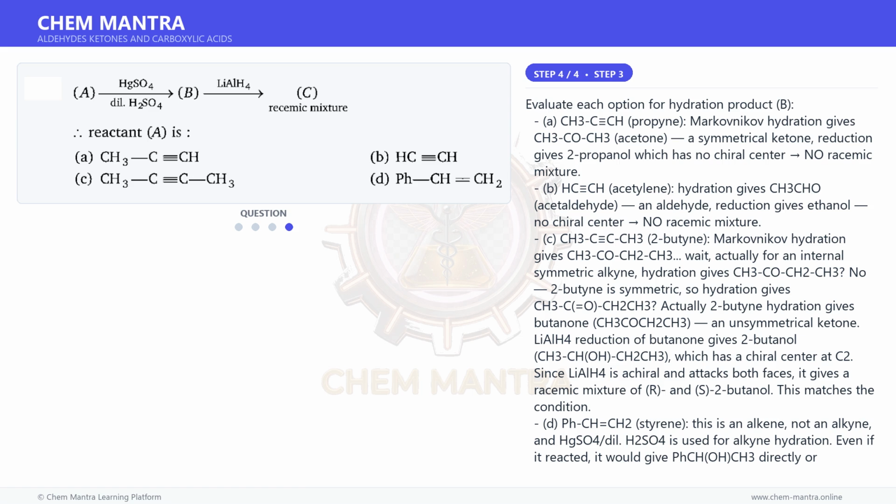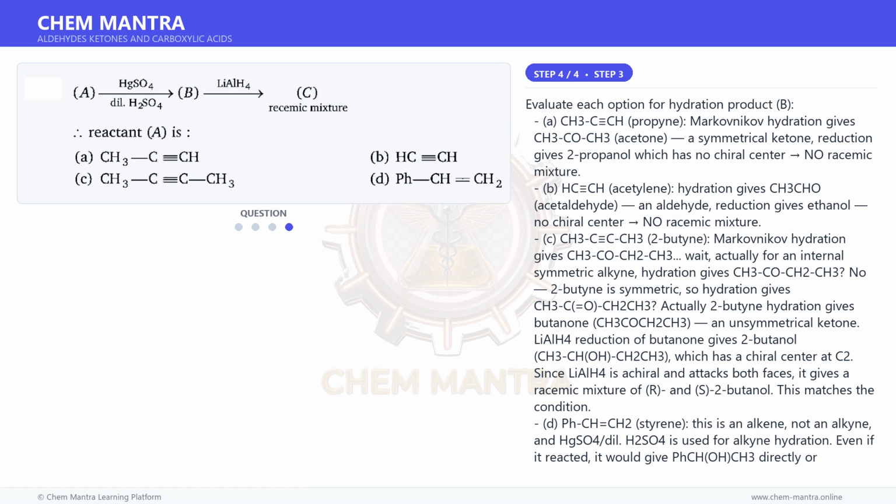D. PhCH=CH2, styrene. This is an alkene, not an alkyne, and HgSO4 with dilute H2SO4 is used for alkyne hydration. Even if it reacted, it would give PhCH(OH)CH3 directly or PhCOCH3, but styrene is not an alkyne.